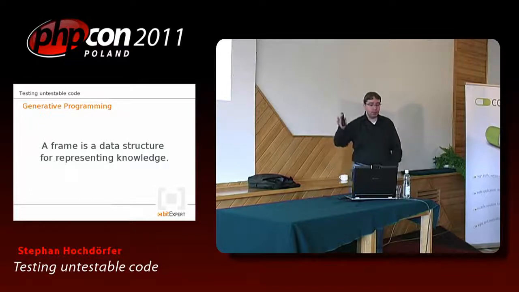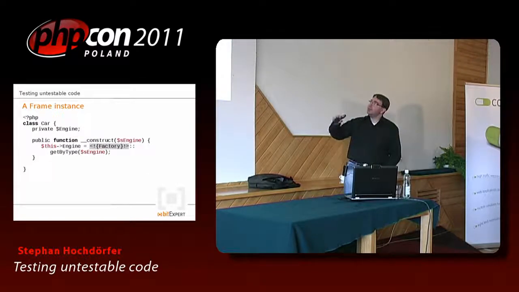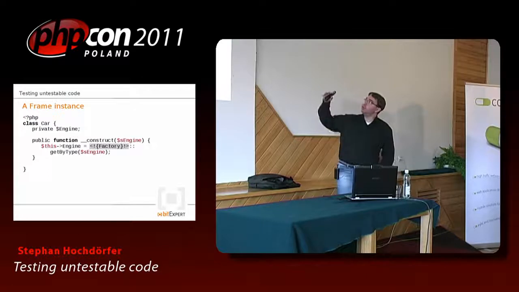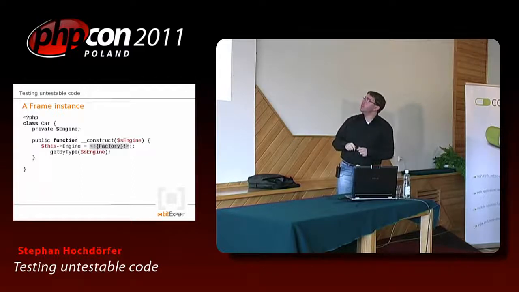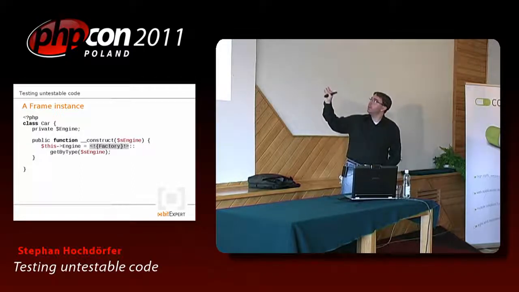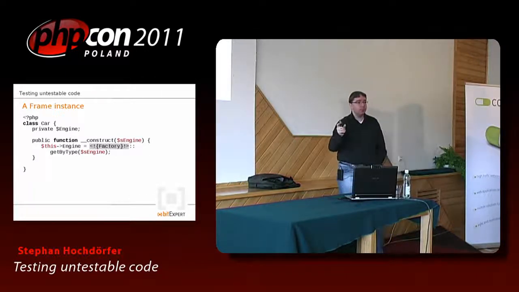The software generator uses a paradigm or feature that we call a frame. A frame, this is quite an abstract definition, is a data structure for representing knowledge. This is coming from the field of artificial intelligence. A frame basically is a text file. In this case, it could look like a PHP file you see on screen, except for the factory part right in the middle, which you could think of as some kind of template variable, like you probably know from Smarty or other template engines.